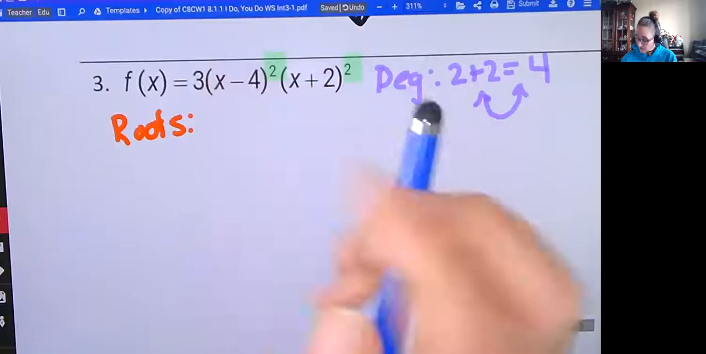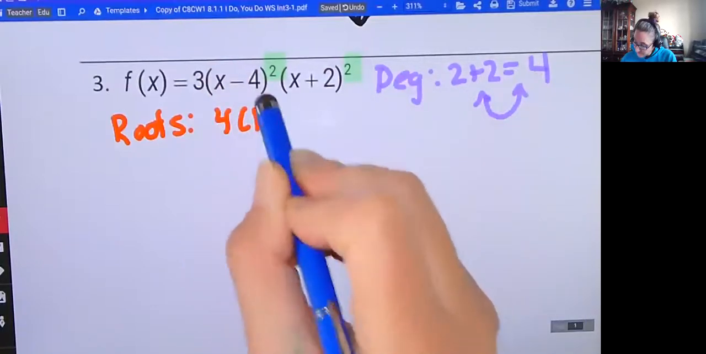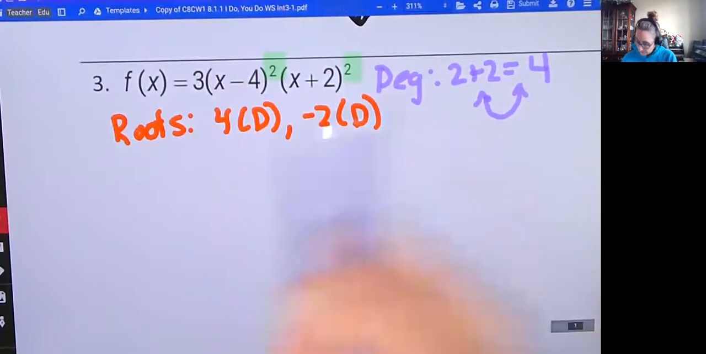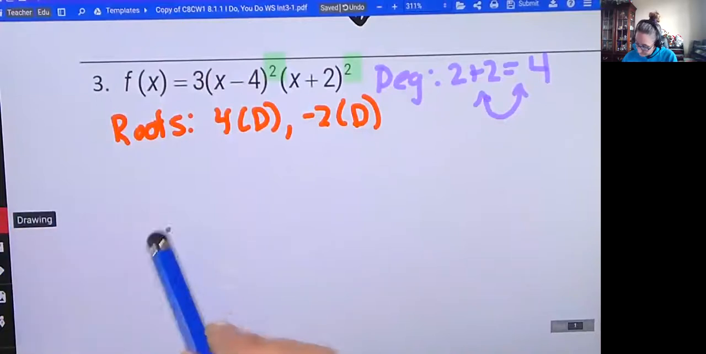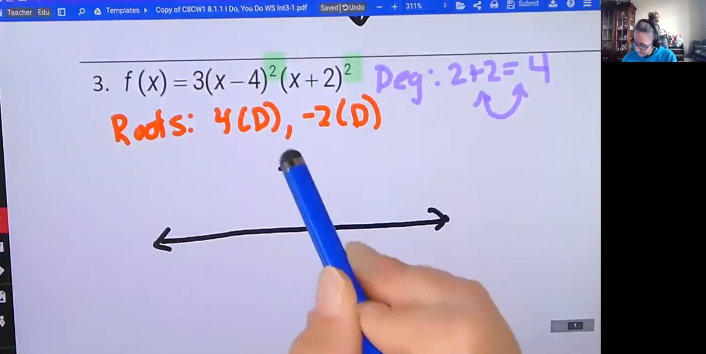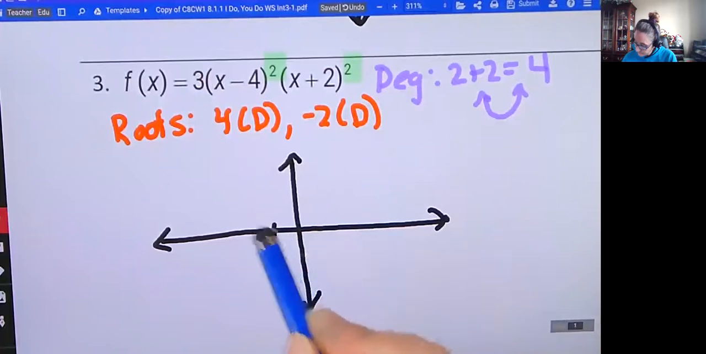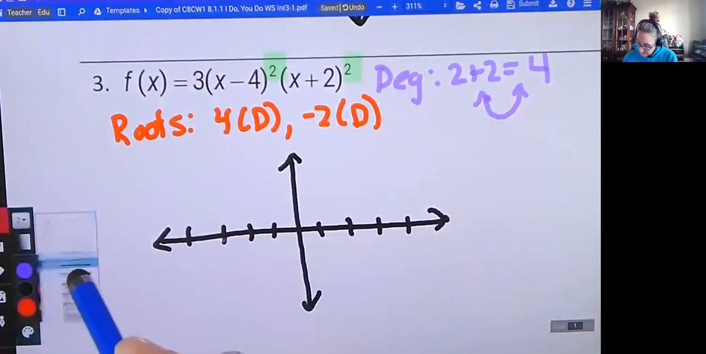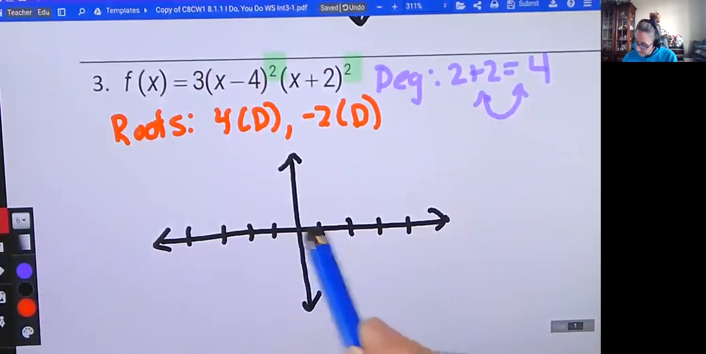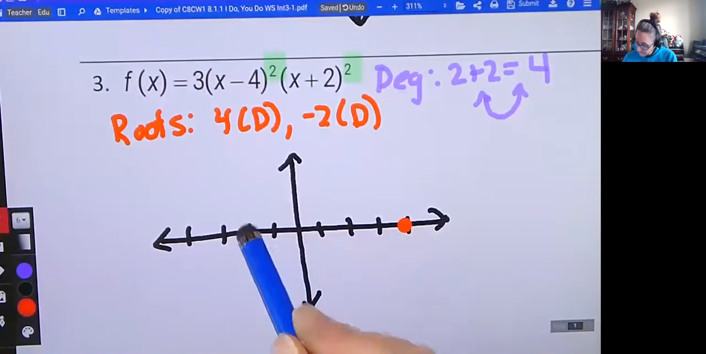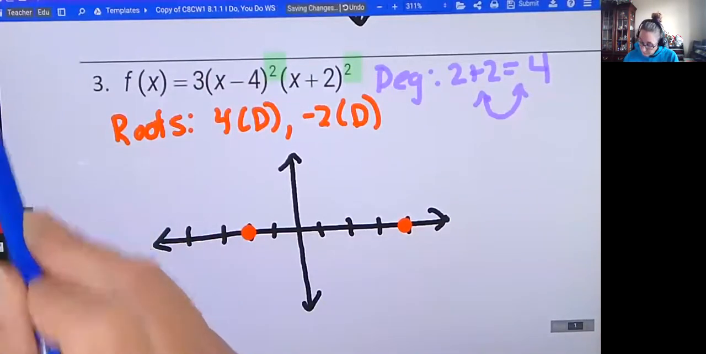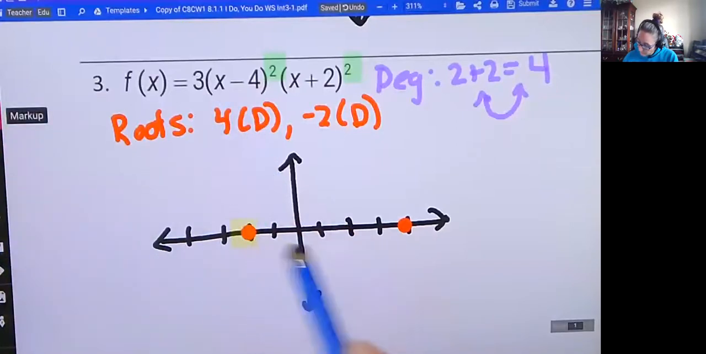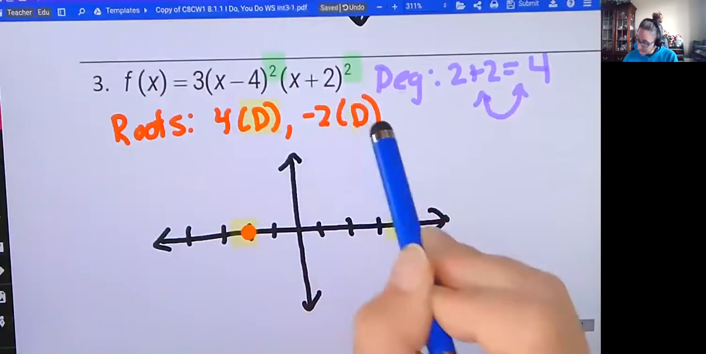So what gets 0 here is a 4. And that I'm going to put D because that's a double. And here, this is going to be a -2. And again, I'm going to put D for double. And then we're going to graph this. And so I've got 1, 2, 3, 4, 1, 2, 3, 4. Okay. And I am going to be plotting at 4 and at -2. And in these cases, both of these happen to be kind of special. Both of these are going to be doubles. So we got to kind of pay attention to that.